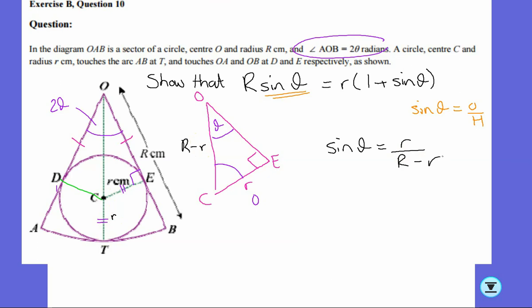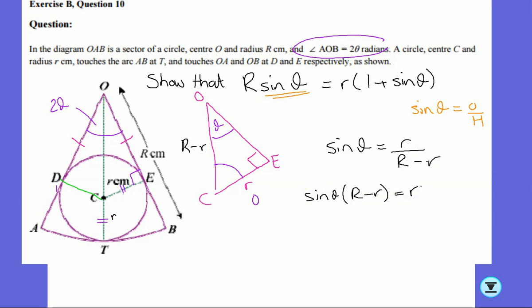So hopefully we can rearrange this to get to that. So let's multiply by this denominator. There's no fractions involved, so it makes sense to get rid of that. So we've got sine theta, lots of R minus r. I put this in the bracket because there's two terms.